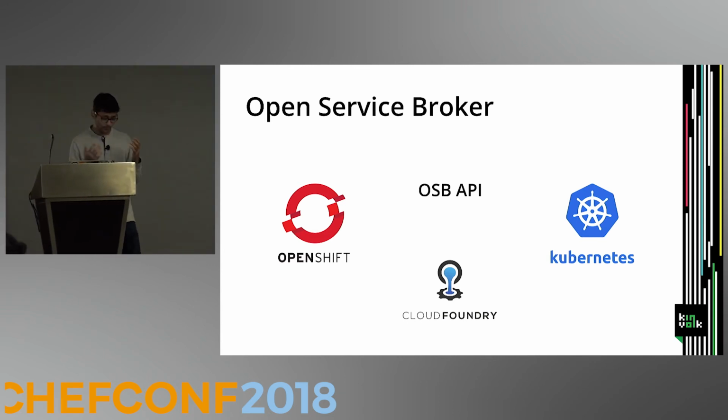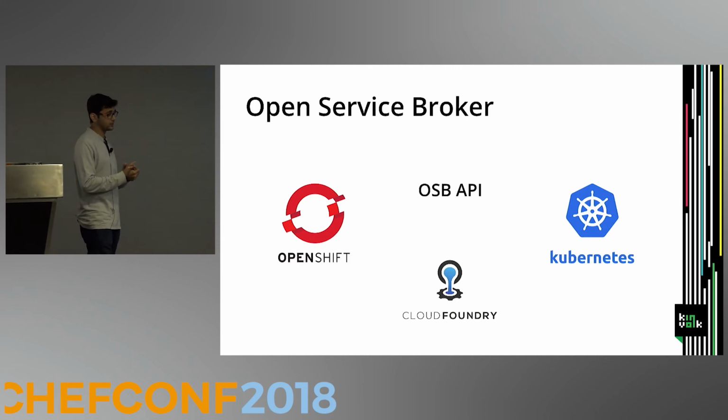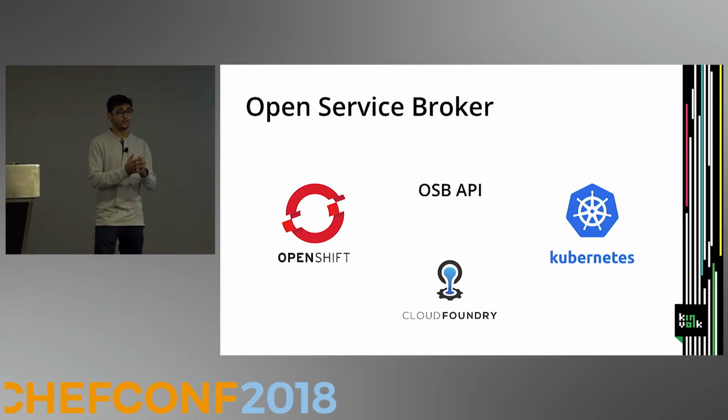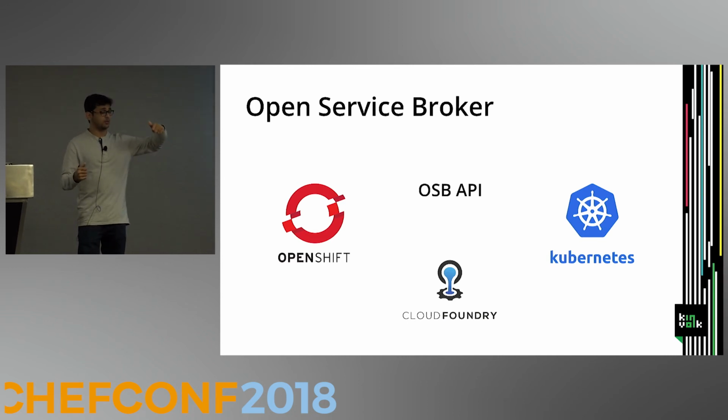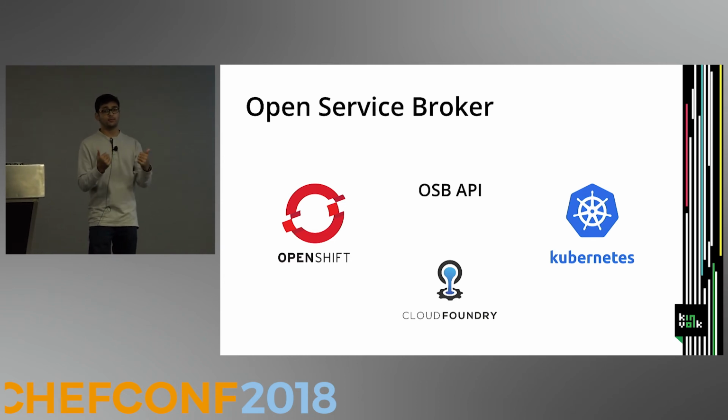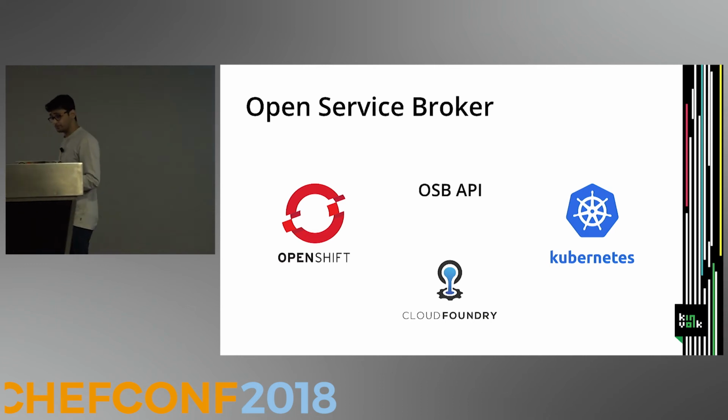So what the Open Service Broker does is it defines a common set of APIs that the cloud providers can implement. Irrespective of who is providing the services, if there is a Postgres service that you want from, let's say, OpenShift inside your Cloud Foundry setup, you can still do it, because both of them are talking the same API, which is the Open Service Broker API.